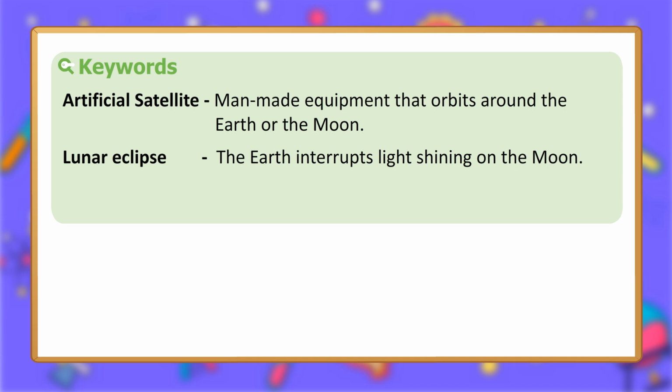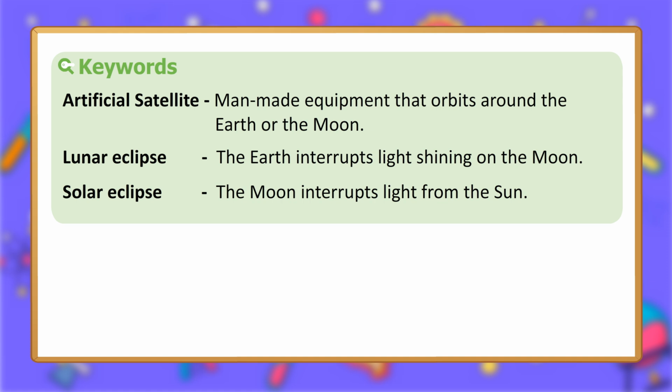Lunar eclipse. The Earth interrupts light shining on the Moon. Solar eclipse. The Moon interrupts light from the Sun.